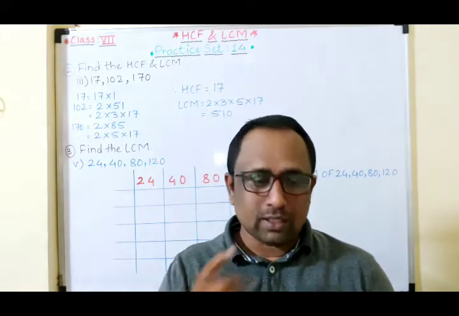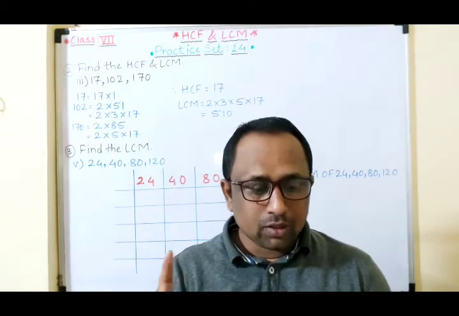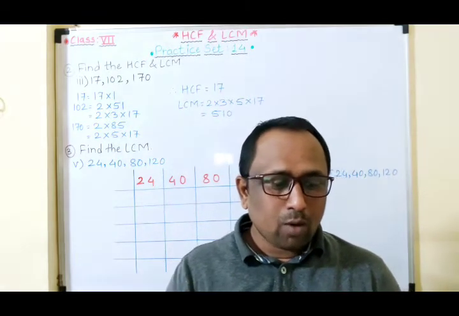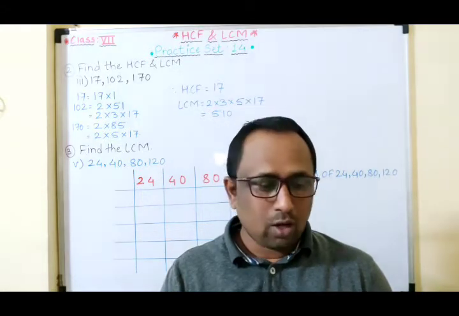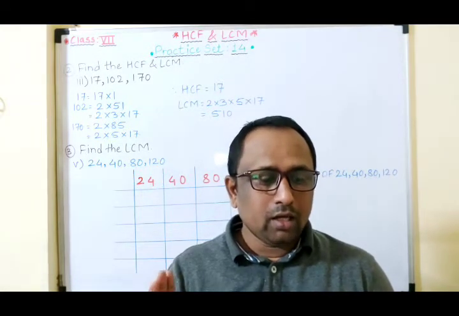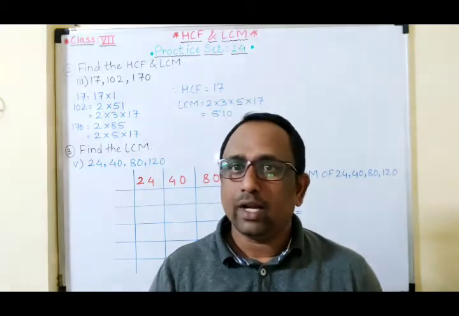Choose the right options. Here two examples are given and options are given. The first one is the HCF of 120 and 150. Options are given: 30, second option 45, third option 20, and fourth one is 120.